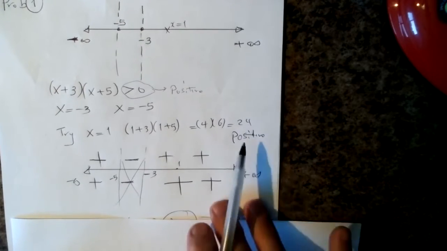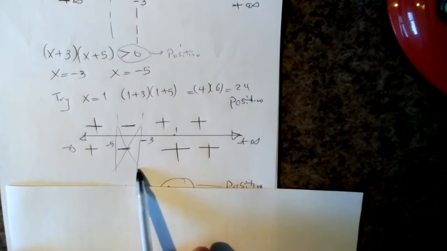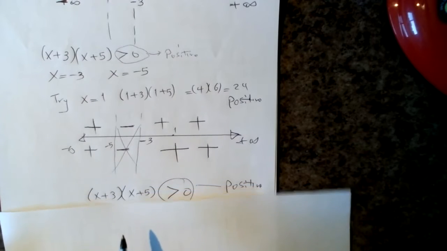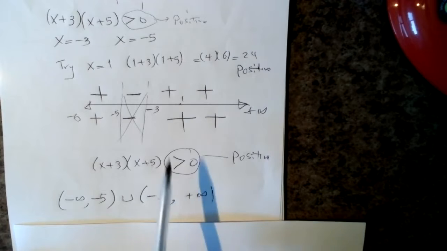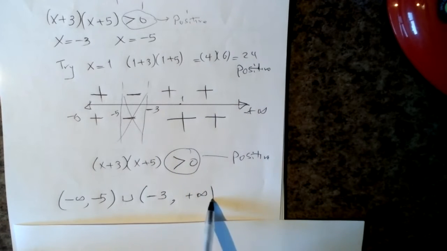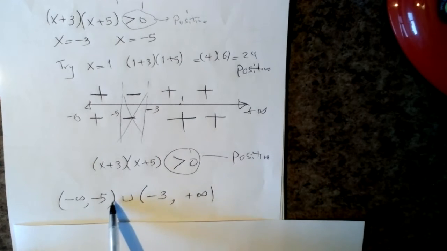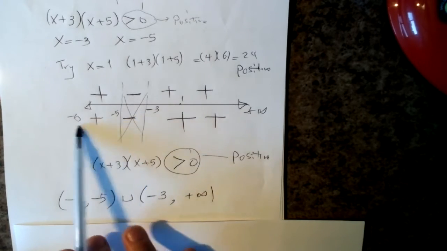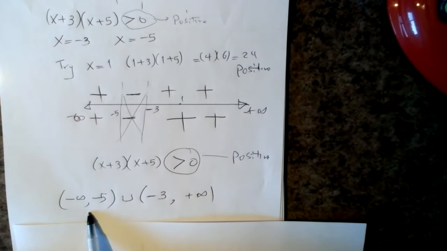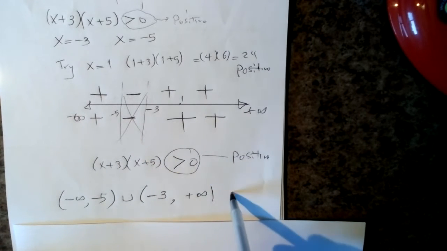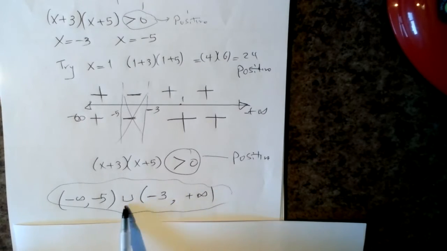So that means all the answers are between -3 and infinity, and this section. Any number between -3 and positive infinity, if you substitute here for the x, the outcome is always positive. Or if the number is between negative infinity and negative 5, the outcome is also positive. These are the answers. And to connect these two, we always use the letter U, for union.